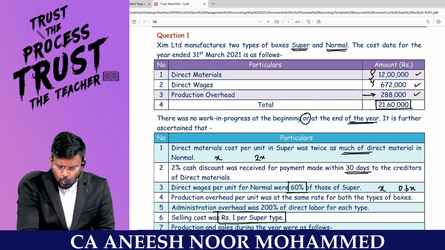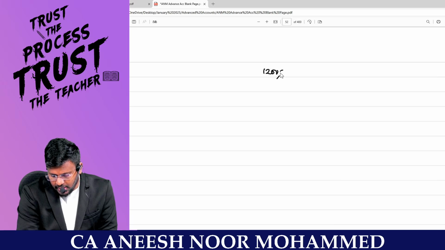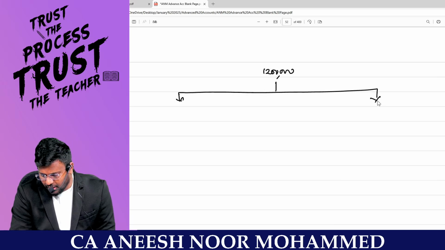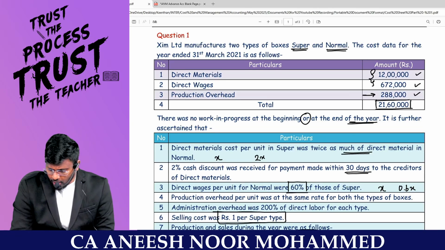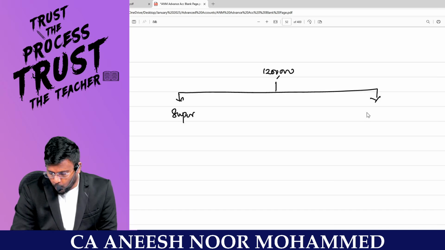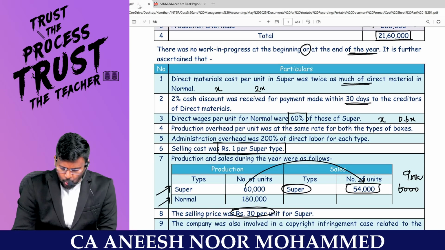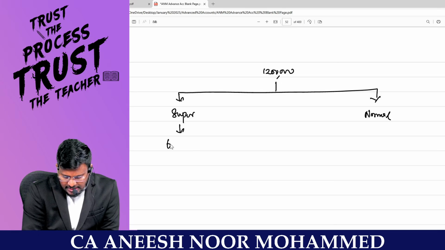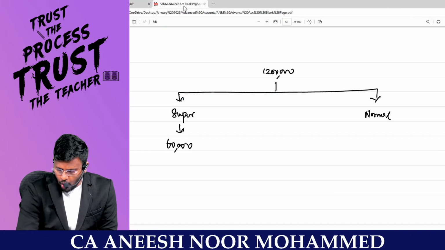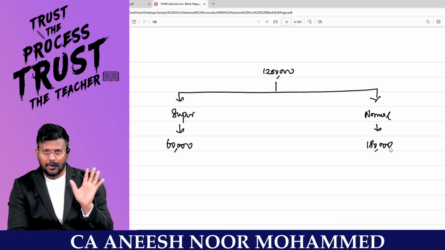By spending totally 12 lakh, we are manufacturing two products, right, sir? So the total direct material we have incurred is 12 lakh, in order to manufacture one product, super, and the other, normal. You tell me how many units of super you have manufactured? 60,000 units of super. How many units of normal? 1,80,000 units of normal.